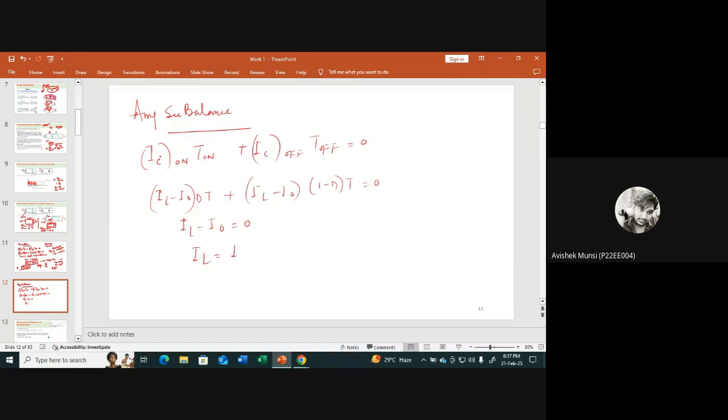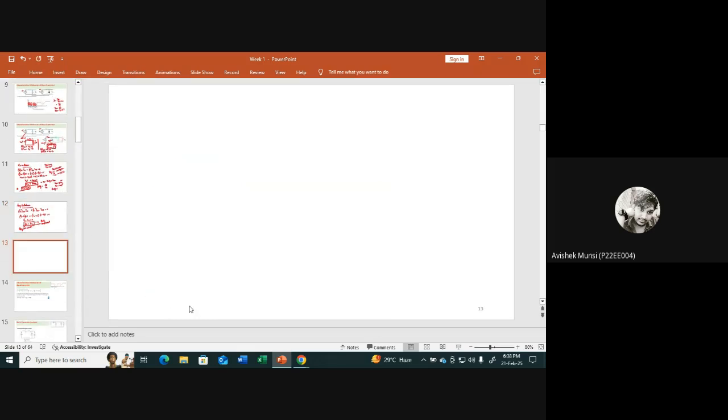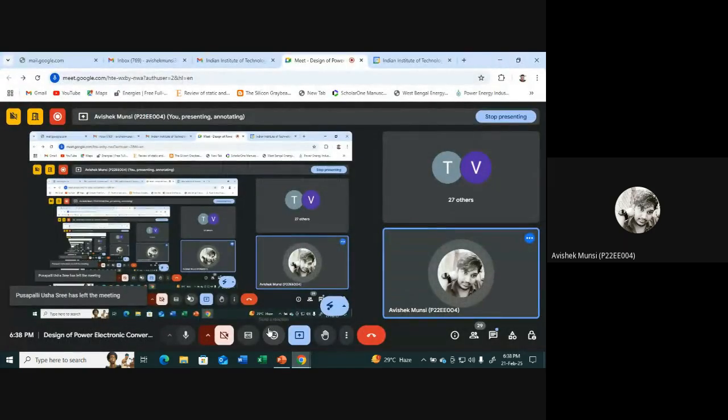So in the case of the buck converter, the inductor current and the load current will always be equal. Inductor current in the sense means the average inductor current. The average inductor current will always remain the same. Fine. Any doubt up to this? I will share the slide, so don't worry about it.